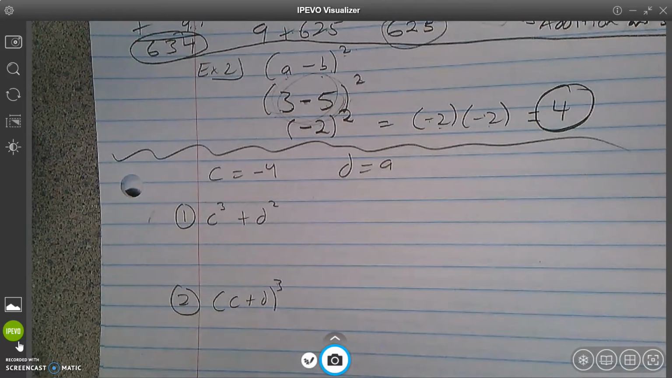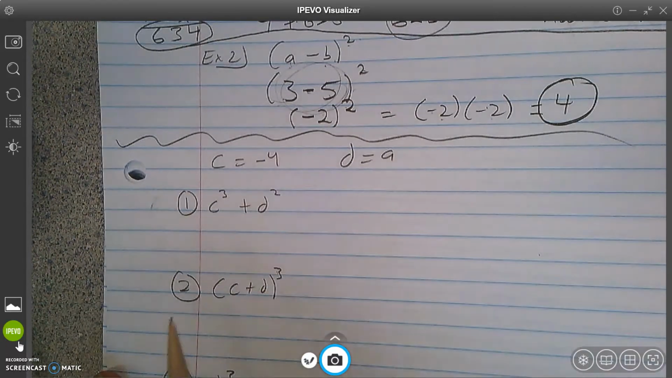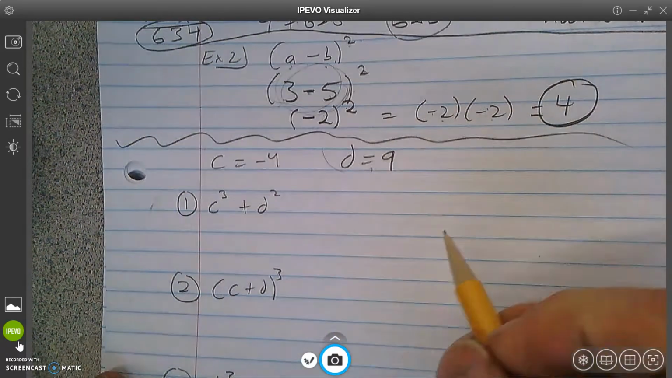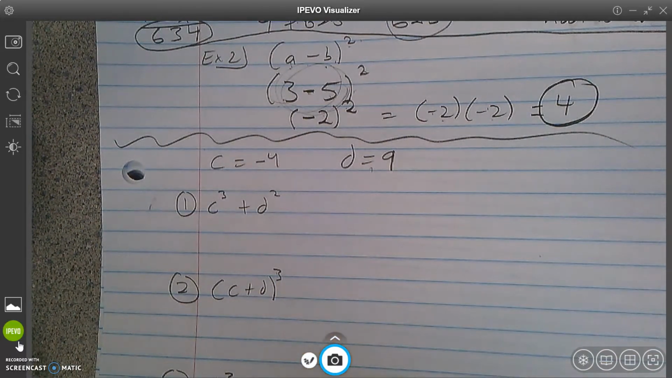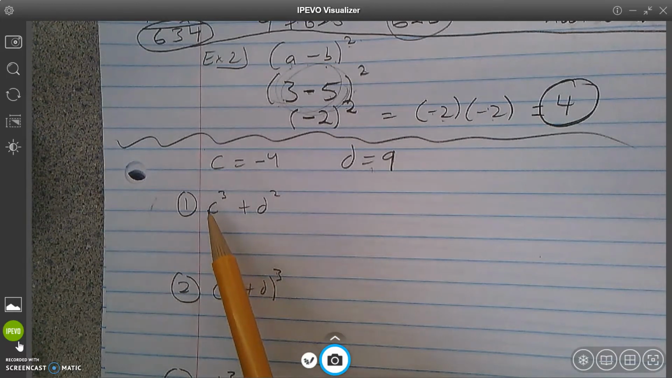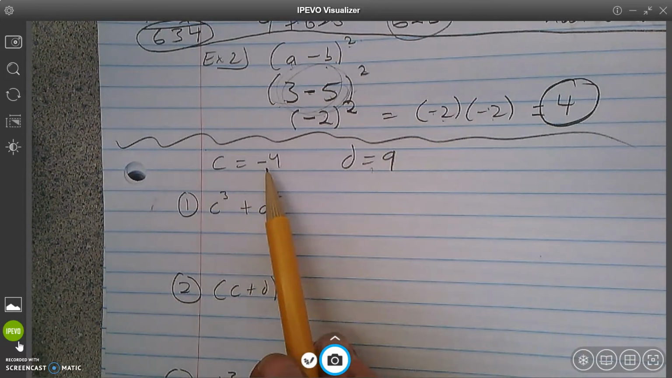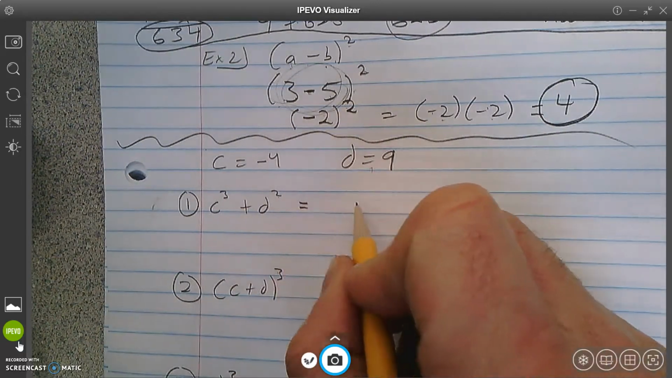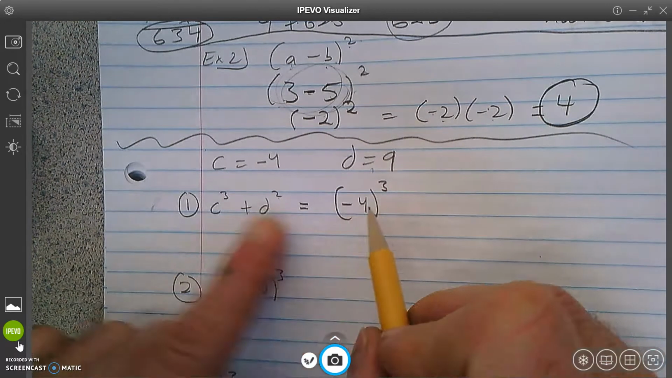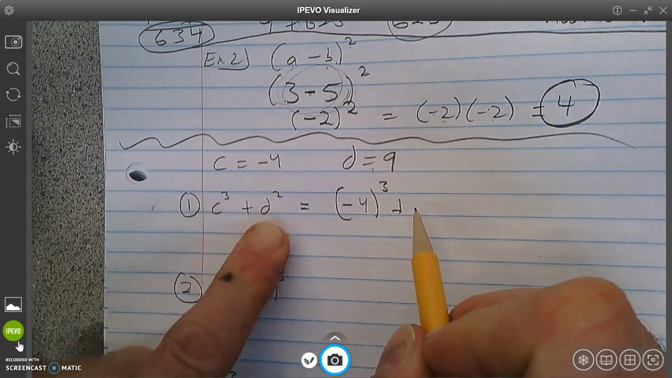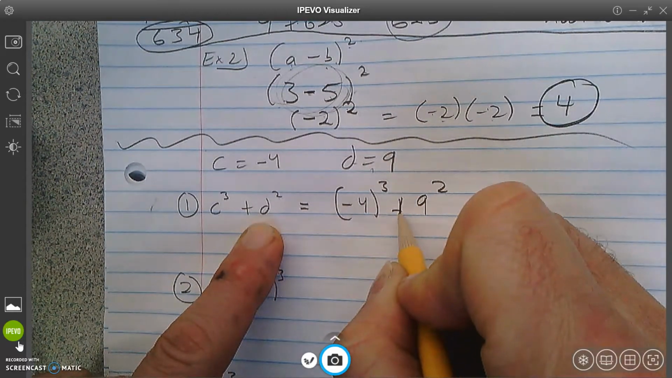What do we got here? 3 more. Let's try it. So C is negative 4 and D is 9. We have new variables and new numbers. Let's try this first: C to the third plus D squared. Remember from the first lesson, negative numbers are always in parentheses. So this is C to the third plus D, which is 9 squared.